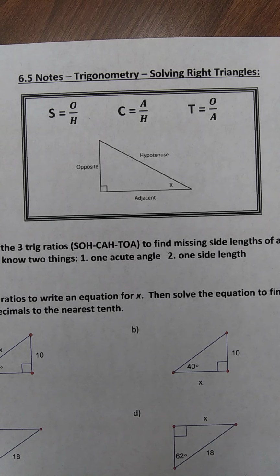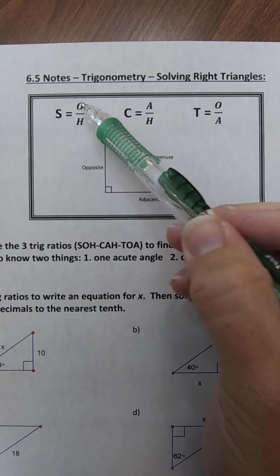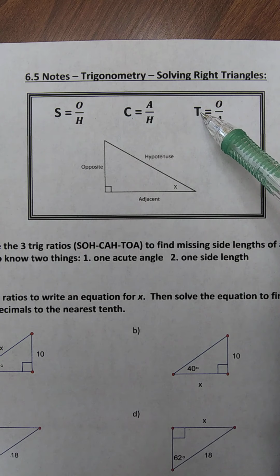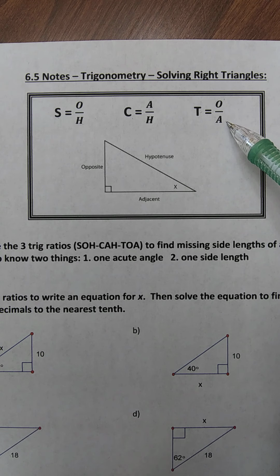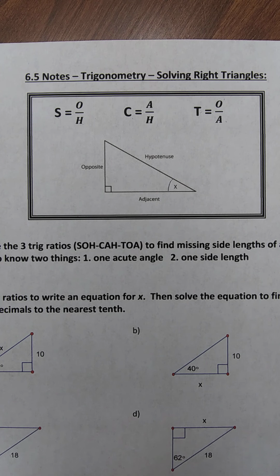In our previous lesson, we talked about trig, SOHCAHTOA: the sine being the opposite over the hypotenuse, the cosine being the adjacent over the hypotenuse, and the tangent being the opposite over the adjacent. We even talked about being able to find that angle measure if you knew two of the pieces of information. Today we're going to talk about using SOHCAHTOA to find the missing lengths of a right triangle.